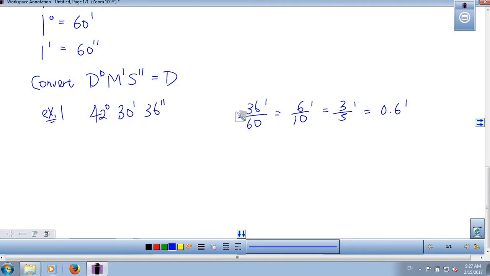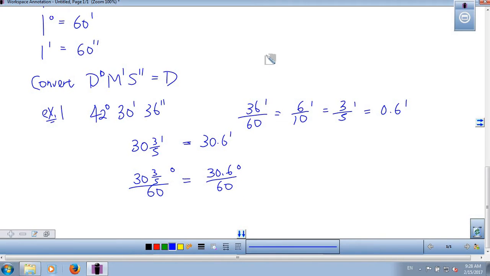Okay, so now let's combine this with the minutes. So now we have 30 and 3/5 minutes, or we can write it as 30.6 minutes. Okay, 30.6 minutes. Now, so that's the amount of minutes that we have. But how many degrees is that? Well, if I want to convert this to degrees, I would have to take this and divide by 60. So this will be 30.6 over 60 degrees. Now, how much is that?